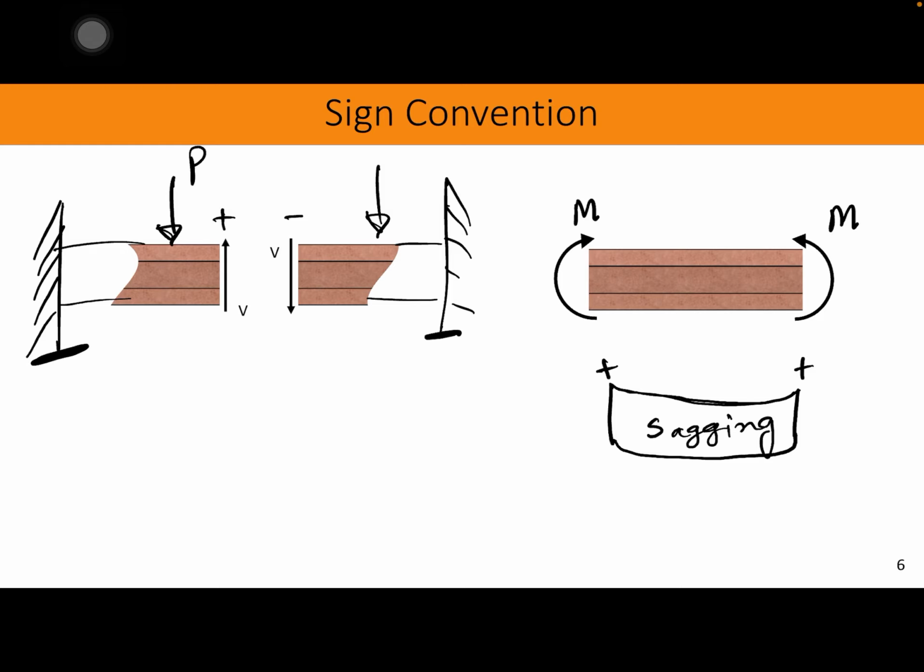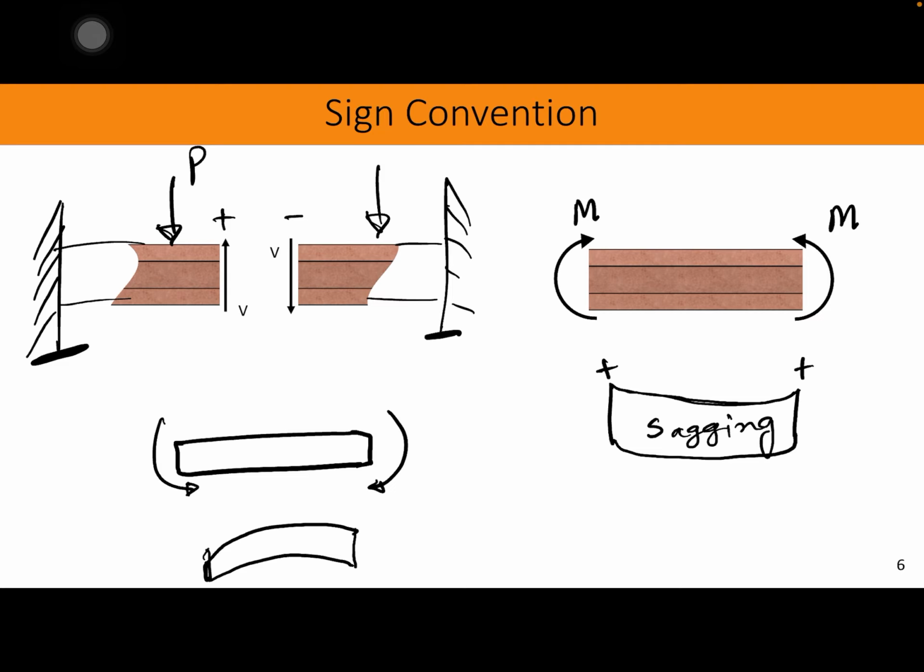However, if we apply a load in a beam just like this, what is going to happen? It is going to try to bend the beam in the upward direction, just like this. This is a negative moment, and this is called hogging. So sagging is positive, hogging is negative. If we try to bend something upward, then it is called hogging, which is a negative moment. If we try to bend something downward just like this one, then we call it sagging, which is a positive moment.